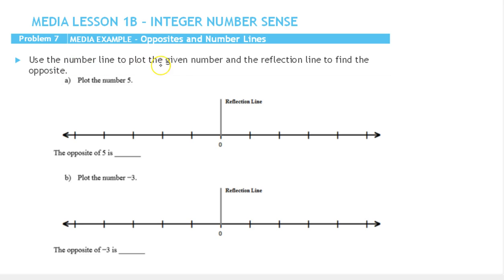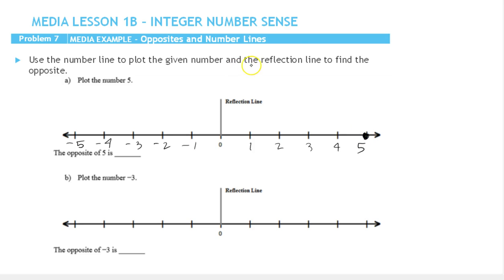Use the number line to plot the given number and the reflection line to find the opposite. So first here we're asked to plot the number 5. I'm going to label 1, 2, 3, 4, 5, and negative 1, negative 2, negative 3, negative 4, negative 5. So I'm going to plot the number 5. Okay.